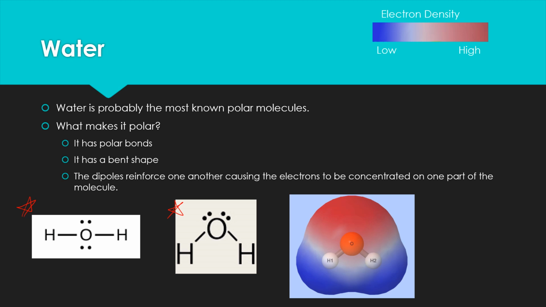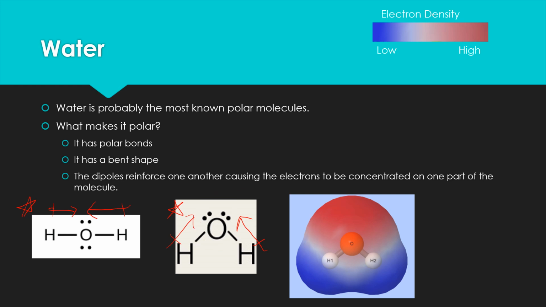So we know that water has polar bonds because oxygen is more electronegative than hydrogen. So we can draw the dipoles on this. If we looked at that first Lewis dot structure, it would be a little bit misleading because it would look like the two dipoles are pointing at each other. But in reality, it has a bent structure, a bent 3D shape. So the two dipoles reinforce one another, causing the electrons to be more concentrated towards that oxygen on one part of the molecule.